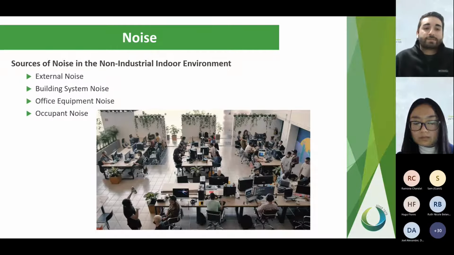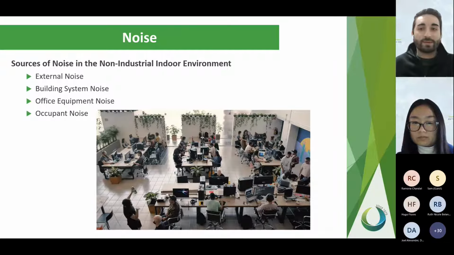So now let's move on to noise. In a non-industrial indoor environment, you're going to have noise, but it's not going to be from specific sources. Like in an industrial environment where you're working on airplanes doing maintenance work, the noise is from the maintenance work. Or if you're in a steel mill, the noise is from the steel making process. Whereas in an office environment, you have basically four major sources.